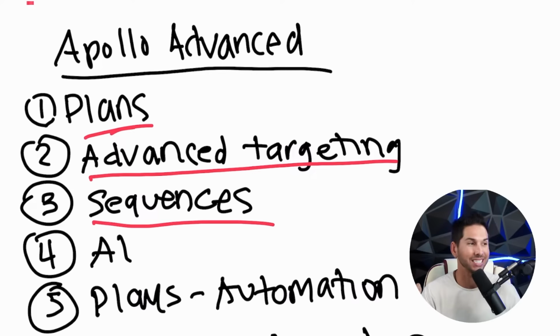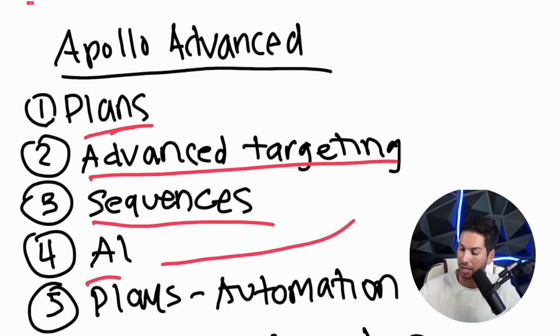Next, we're going to talk about sequences. How to actually set up your email sequence the way that I do it, how many days in between, how to do split tests, and most importantly, how to use AI to generate these sequences for you.